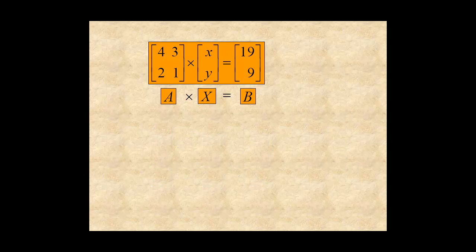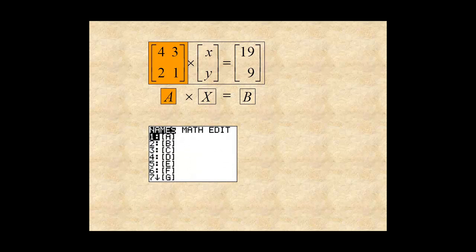The first step is to enter matrix A, the coefficient matrix, into memory. Press second matrix to display the matrix menu. Use the right arrow key to move to the Edit submenu for matrix A. Press Enter and a 1x1 zero matrix is displayed. Enter the coefficient matrix, a 2x2 matrix with 4 and 3 in the first row and 2 and 1 in the second row.